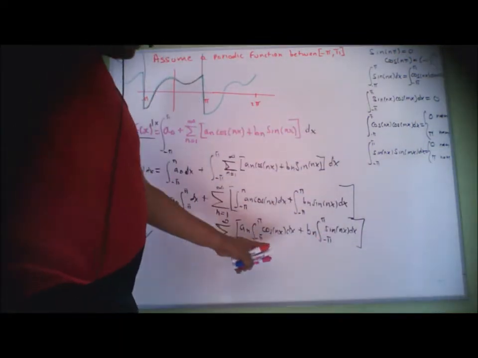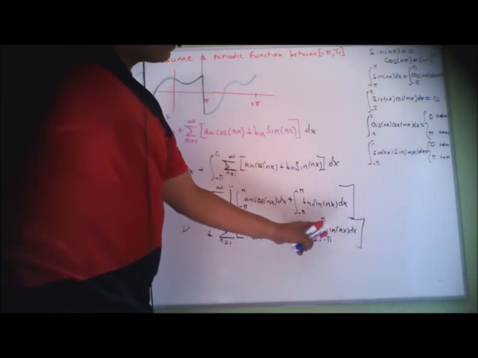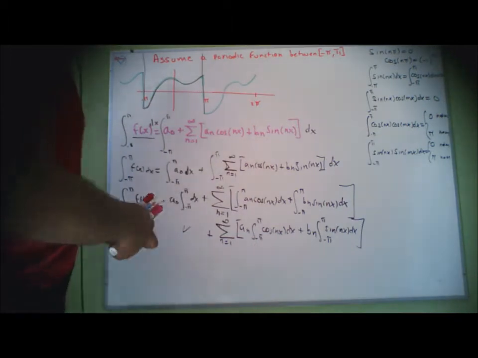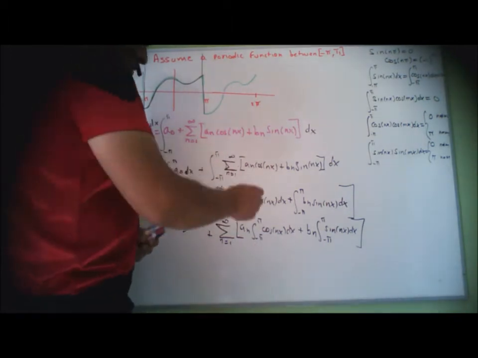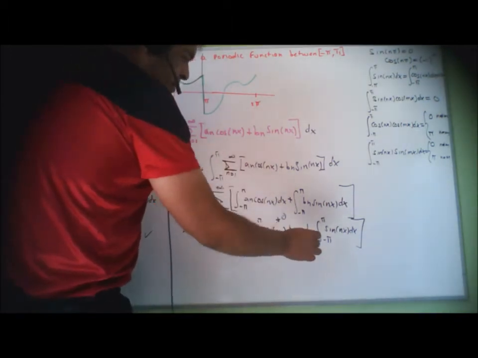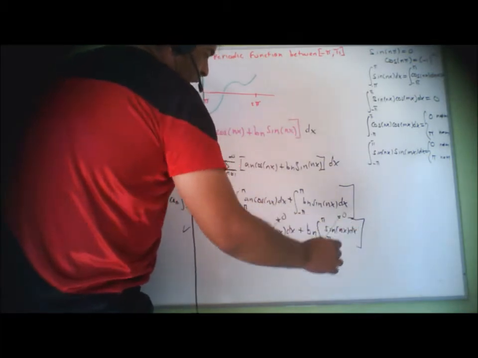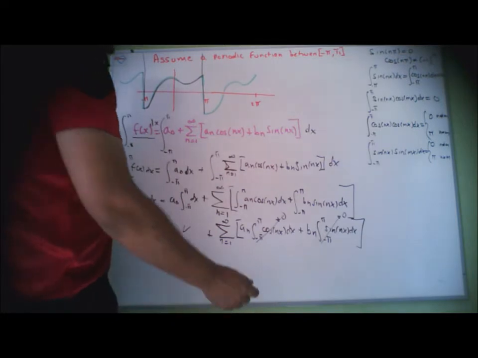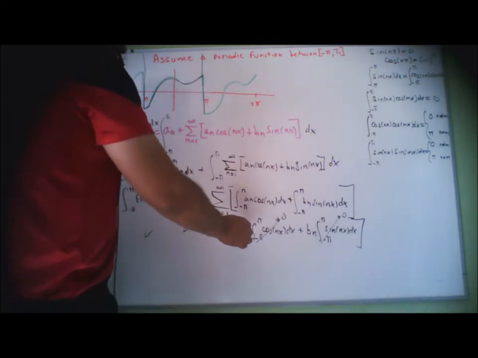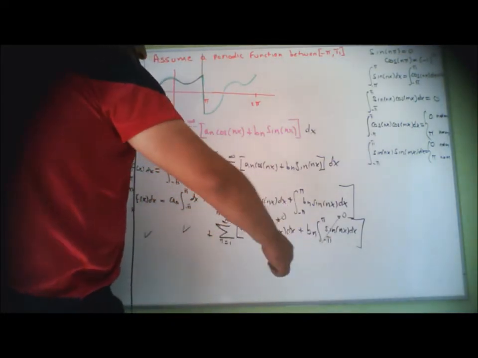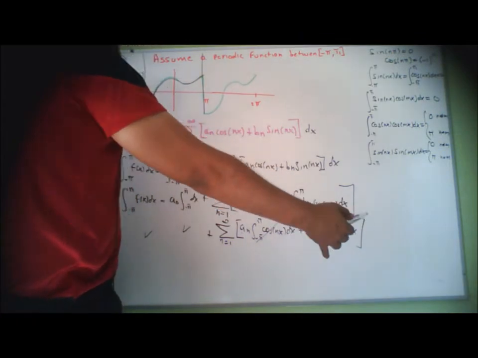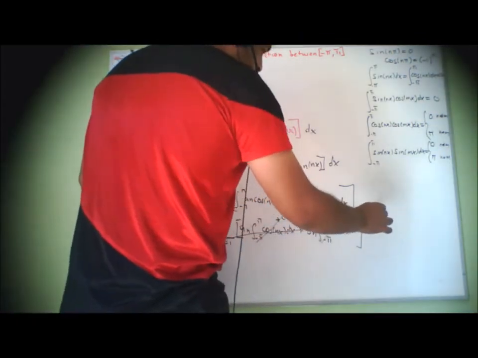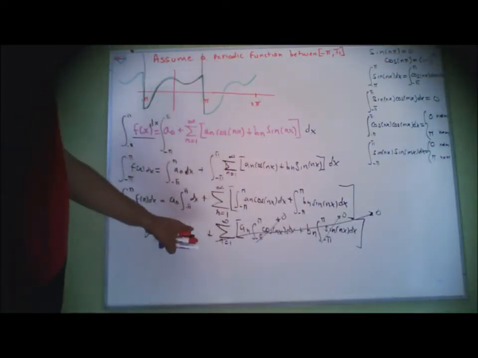The integral of the sine of nx from minus pi to pi happens to be 0, and also the cosine. So this is 0 for any integer n, and this is 0 for any integer n. That means that all the coefficients an and all the coefficients bn times 0 become 0. So this whole summation happens to be 0, and the only thing left is this part.